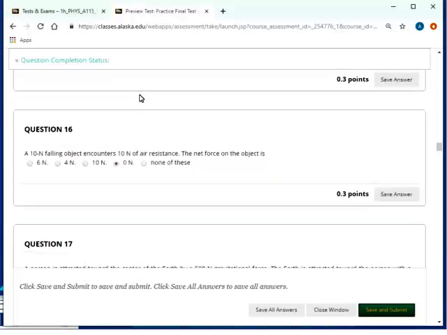A 10 Newton falling object encounters 10 newtons of air resistance. The net force on the object is 0 newtons. That 0 newtons does not mean that the object is at rest. What it means is that there is no net force acting on the object, therefore it does not accelerate. Sum of the forces equals mass times acceleration, so acceleration is in there. Acceleration is 0. Zero acceleration means that the velocity is constant, and the object is already falling, so it will fall at a constant velocity. That's what the 0 newtons and 0 acceleration mean.